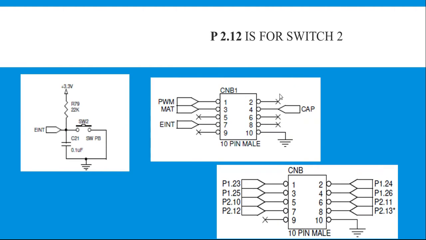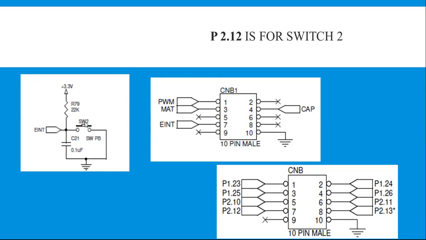Now let us consider the switch. In this schematic we have a switch connected to a terminal called external interrupt. So this switch can be used for both external interrupt as well as to control the devices. The switch terminal external interrupt corresponds to connector B. In connector B, the 7th pin is connected to external interrupt. At the microcontroller side, the 7th pin of connector B corresponds to P2.12, that is the 12th pin of port 2. So the 12th pin of port 2 is in turn connected to the switch.